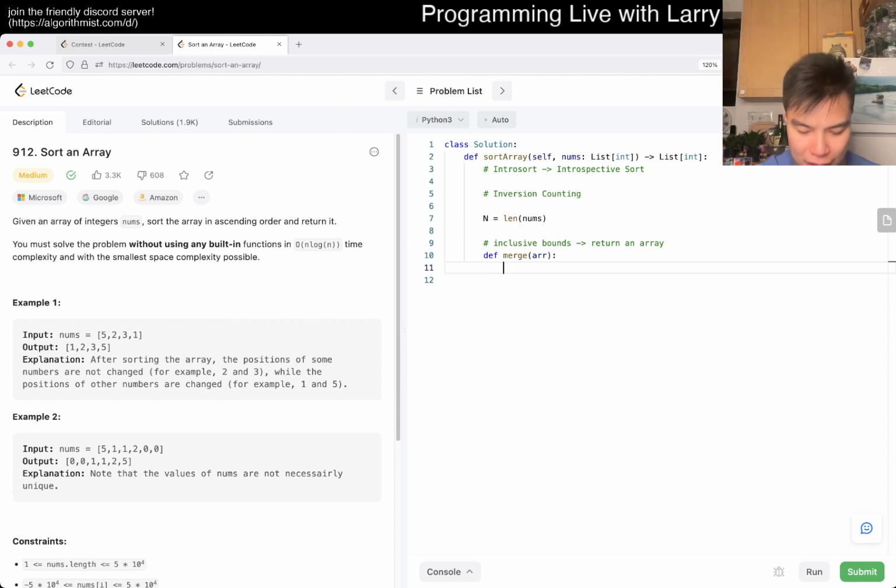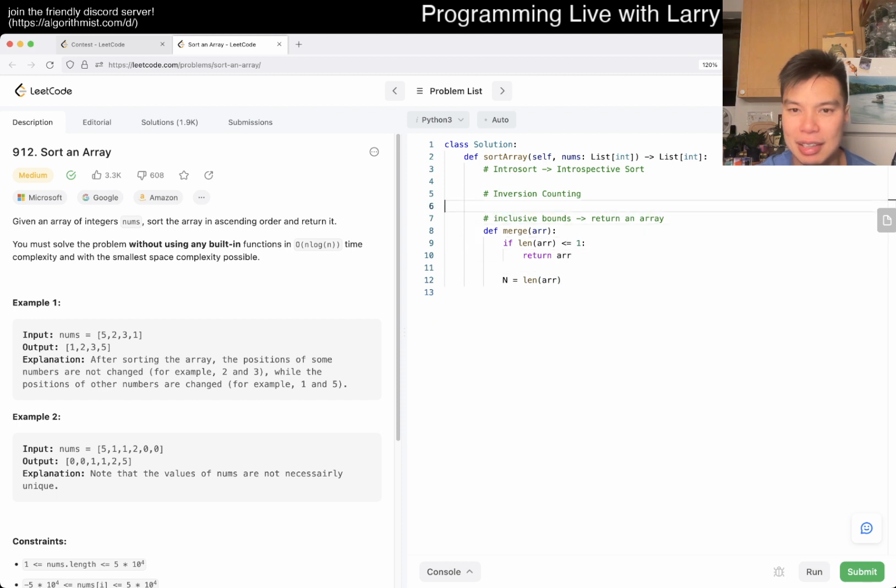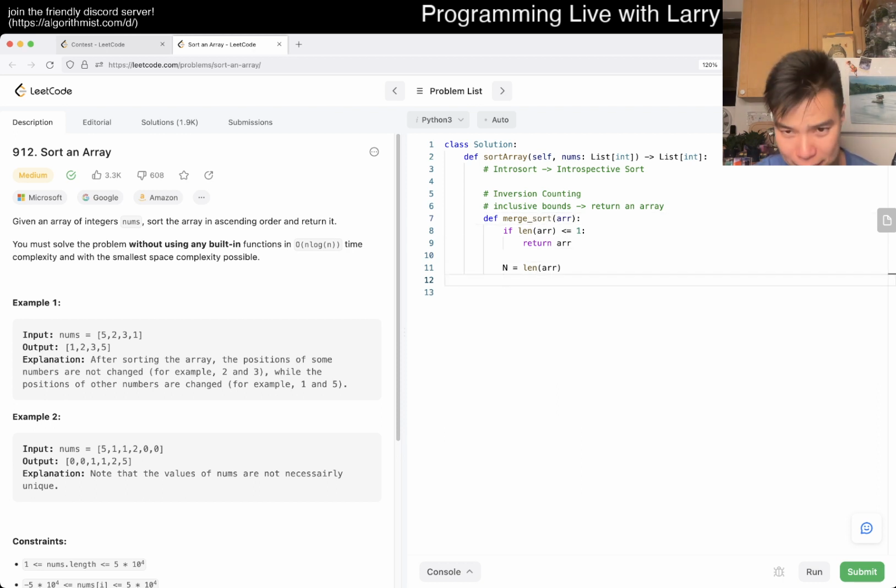In any case, if the length of the array is less than or equal to one, then we just return the array. Otherwise, n is equal to the length of the array, so we don't need this technically. So then now you have left half is equal to merge sort of the array from zero to n over 2, and then right is equal to merge sort of the array from n over 2 to the rest.